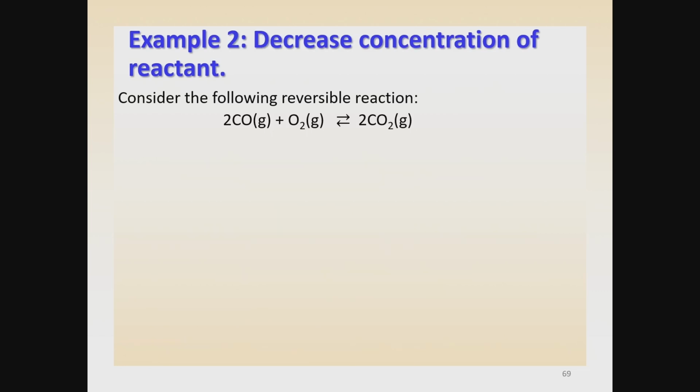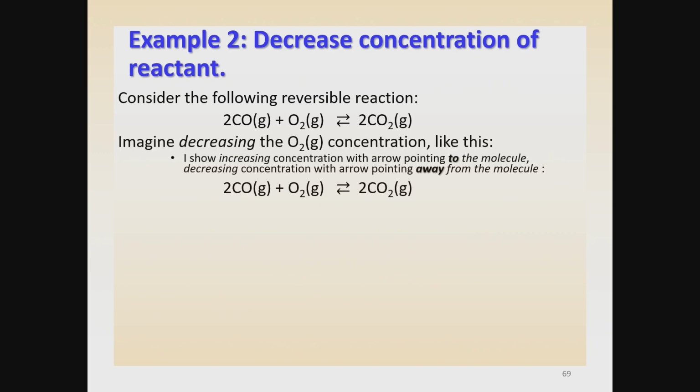It says, consider the following reversible reaction. It's the same one we saw before, but imagine decreasing the oxygen concentration like this. And so here, the way I indicate that we are lowering in some fashion the oxygen concentration in this reaction is I'm showing that the oxygen is maybe being taken away out of the reaction by an arrow pointing downward like that. That is the stress, in that we're taking away oxygen from this equilibrium.